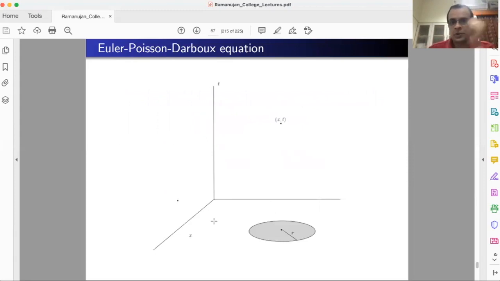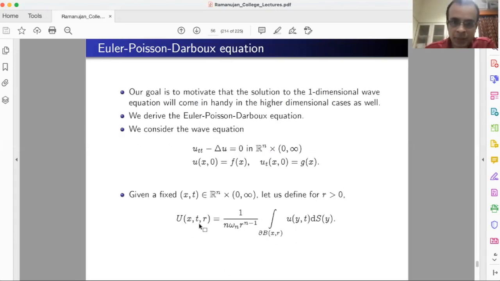Let me just show you with a picture. So I have this (x, t) over here. I project it down below. That is this black dot, which is (x, 0), and this is radius r. And then I consider the spherical average of u over this particular sphere, but with t fixed. So t is like a parameter here, corresponding to this x and r. The point x specifies where exactly in the base space I have the center, and r specifies how big the sphere is.